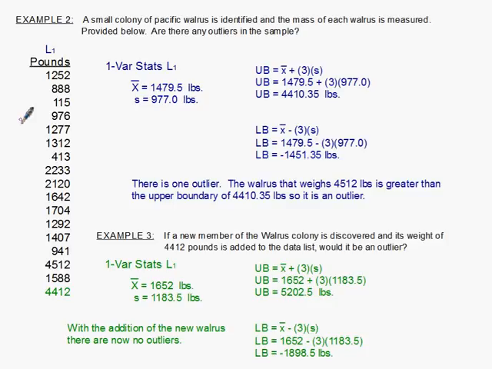What conclusion do we now draw? Actually, with this, there are no outliers at all. The one that used to be an outlier, 4512, is actually less than the upper boundary now, so there aren't any outliers anymore. So it's kind of interesting what can happen if you start adding new data. So you do have to be careful when you do that.